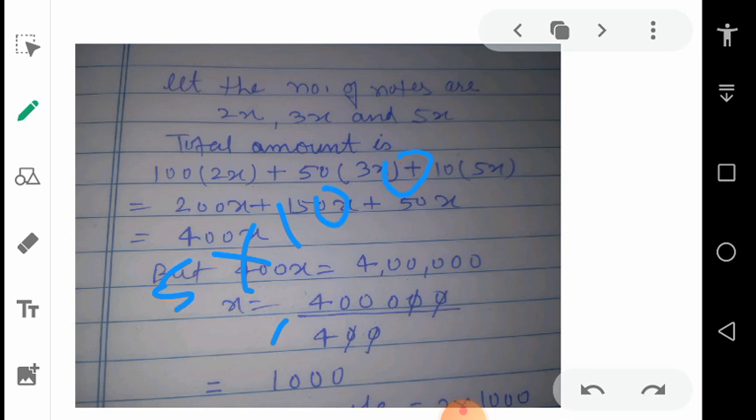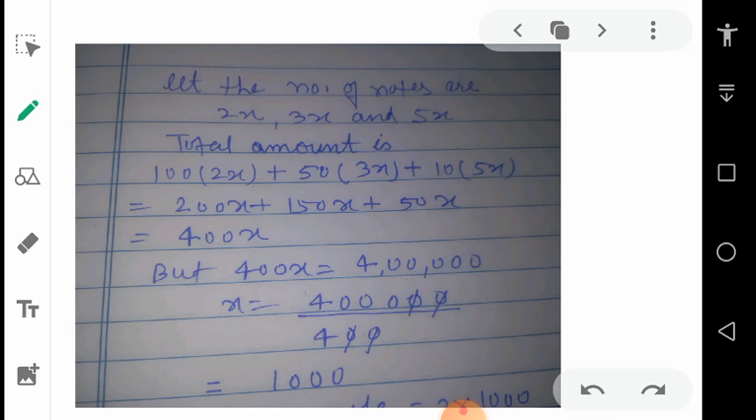But suppose I have 2x notes of rupees 100. Similarly, it is 2x multiplied by 100. This 2x is the number of notes and 100 is the denomination. So the total amount is 200x. In this way we will find the total amounts according to the denominations and the number of notes.